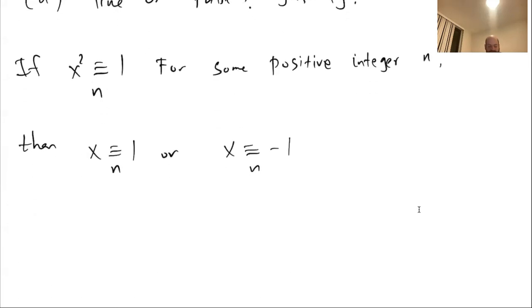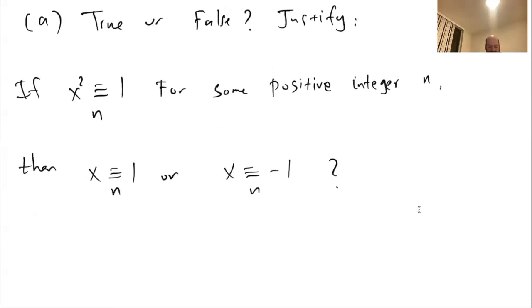Do you think this is true? Well, of course, the converse is true. If x is 1 or minus 1 mod n, then x squared will be 1 squared or minus 1 squared mod n, which will be 1. But the non-trivial part is the converse. If x squared is 1, can we say x is 1 or minus 1?